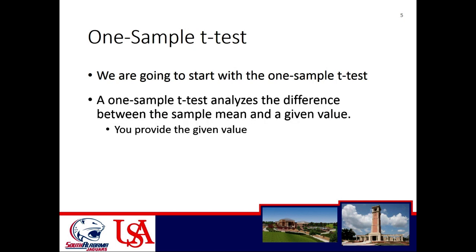So a one sample t-test analyzes the difference between a sample mean and a given value, and you provide that given value. So we would collect something like all the test scores from a classroom, and we would see, hey, is that significantly different from a value of 80? And we have to specify that value we're interested in. When you're doing a one sample t-test, it doesn't choose it for you automatically. There's no magic number everything should be compared to. Instead, you have to choose what value you want to compare.